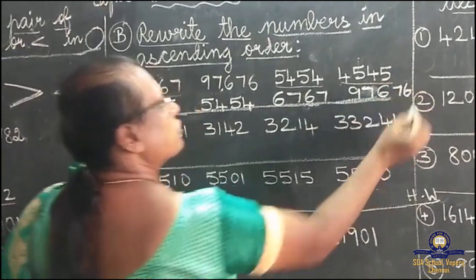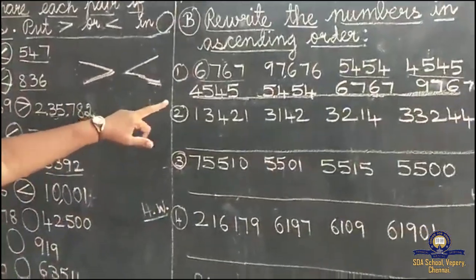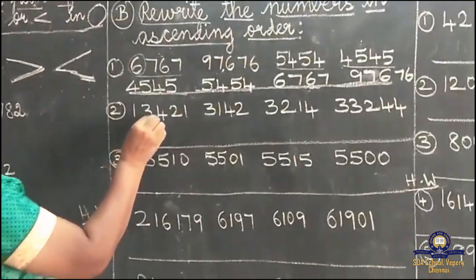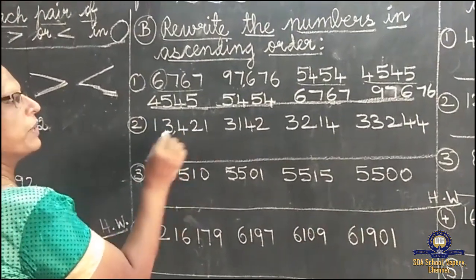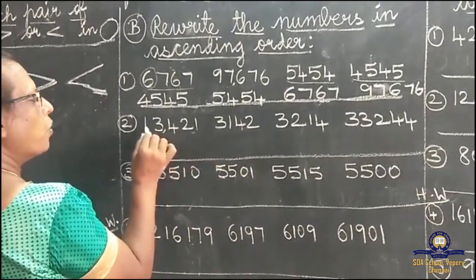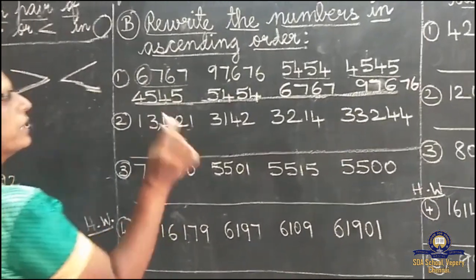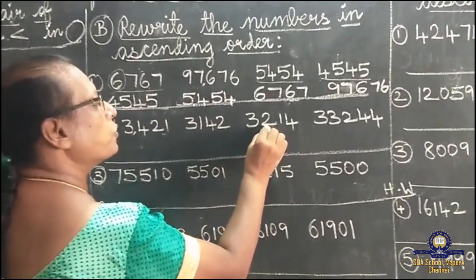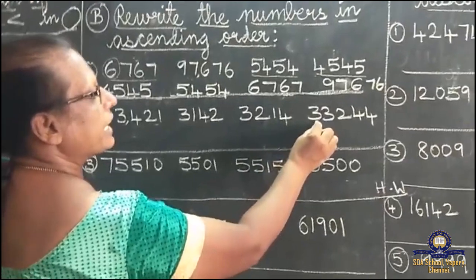97,676. Understood, children? Likewise, only you have to find out so that it will be very easy. See, coming to the second sum, 13,421. Here also how many digits are there? 1, 2, 3, 4, 5. Here 3,142, 3,214, and here also 5 digits.